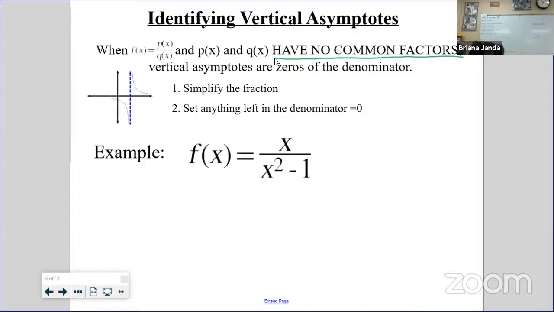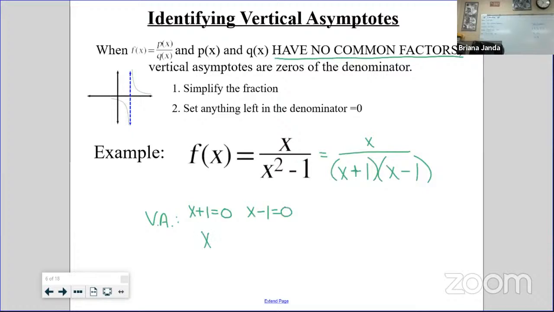Job number 1 is always just to factor your rational expression. So we got a difference of 2 squares here, x plus 1, x minus 1. Can that simplify? No, there's nothing to cross off, right? So we've done step 1, we've simplified our fraction. Step 2, anything left in the denominator will get set equal to 0 and is a vertical asymptote. So your vertical asymptotes in this particular example would be at x plus 1 equal to 0 and x minus 1 equal to 0, or x equals -1 and x equals +1.